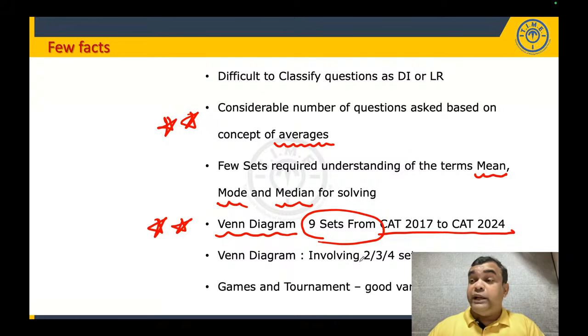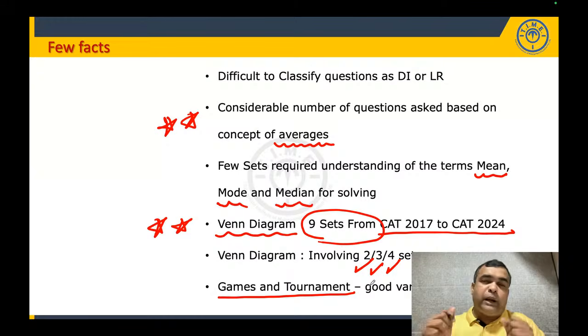Venn diagrams are asked based on 2 sets, 3 sets, and 4 sets. A 4-set Venn diagram has also been asked. Games and tournaments is a good variety of question. I will not say games and tournaments, attempt karo.